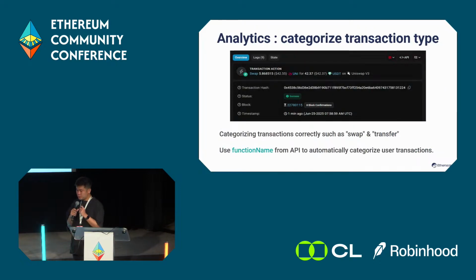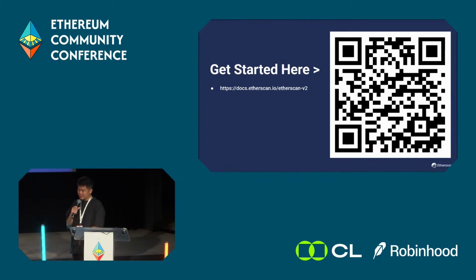We also return the transaction type. If it's a swap or a transfer, it helps with categorizing and accounting purposes. A swap is different from a transfer, and that can be quickly identified through the function name returned in the API. So this is very useful as well. Yeah, so I think that is the end. You can scan the QR code to go directly to the docs. And if you have any questions, I'm happy to answer them.